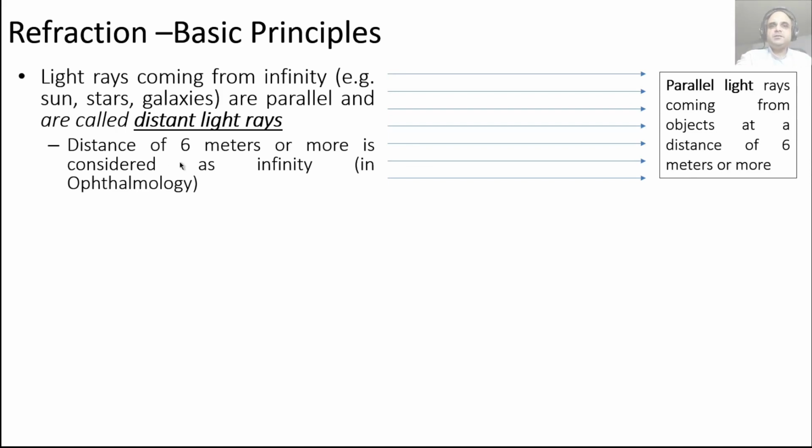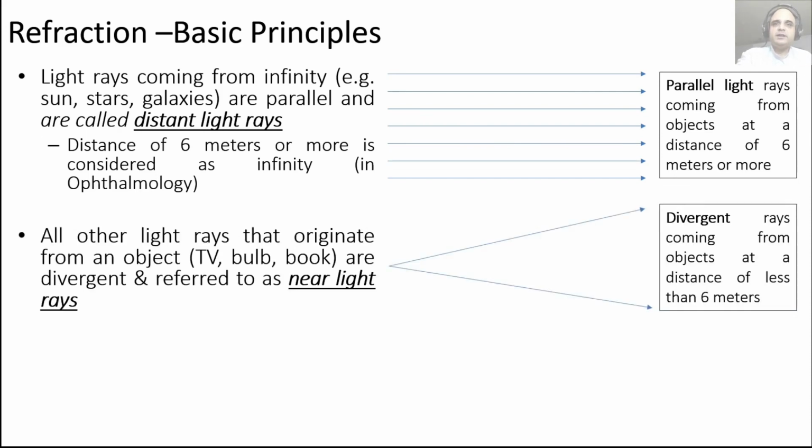So distances of 6 meters or more in ophthalmology is considered to be infinite, and light rays from 6 meters or more are considered to be traveling parallel to one another. That is why you have the Snellen chart at 6 meters. 6 meters equals 20 feet if you are still following that type of system.